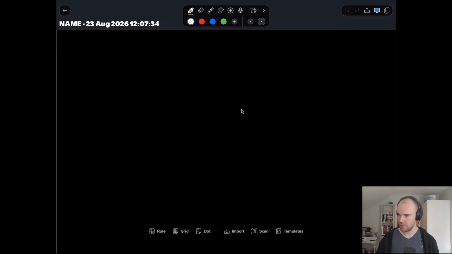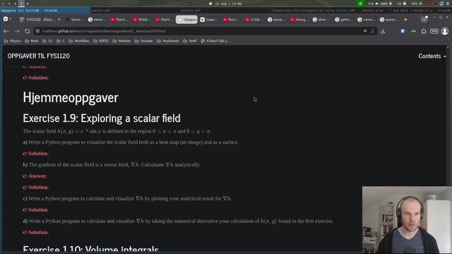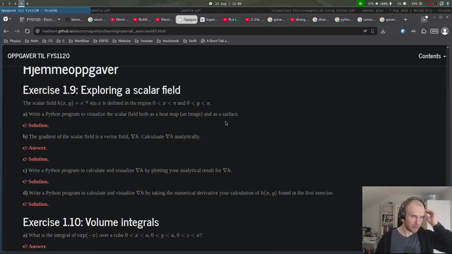Okay, Sunday. This is going to be short. I'm just going to do some tasks in electromagnetism, some home assignments. All right. Okay, the first one is we are going to explore a scalar field.